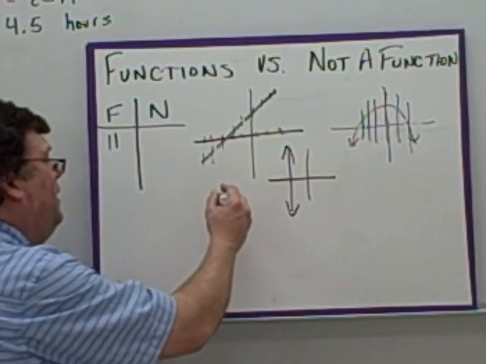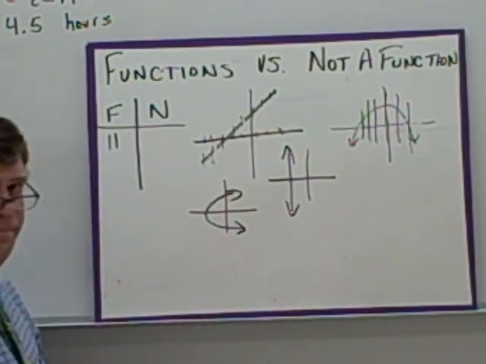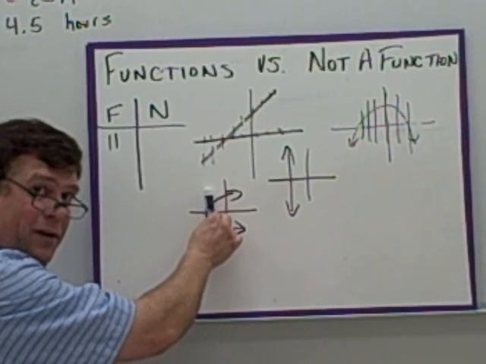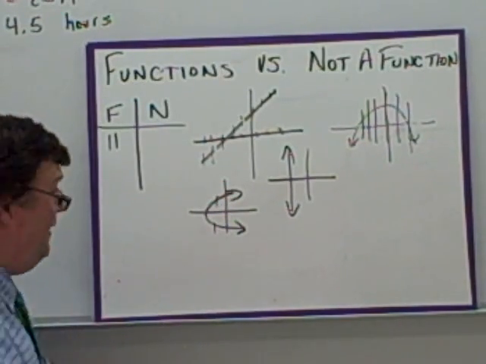All right, moving on to the next one. What if we have the parabola like this? Well, if I draw a line like this through here, I'm going to be hitting the function twice, which makes it not a function.